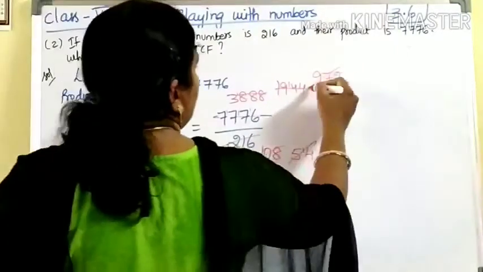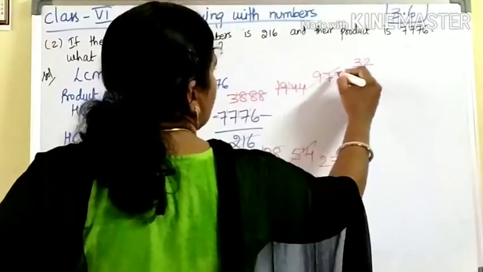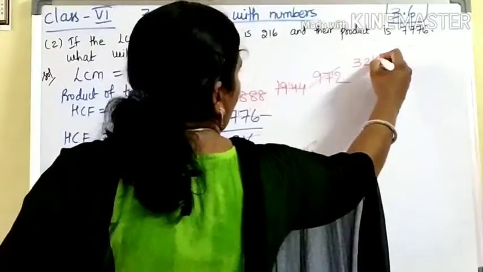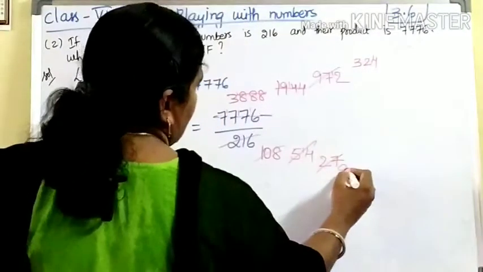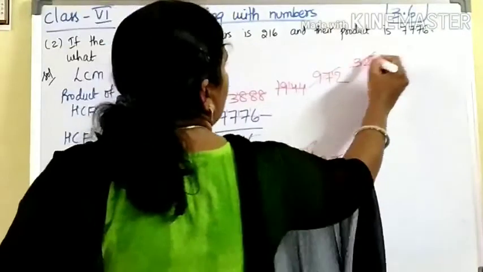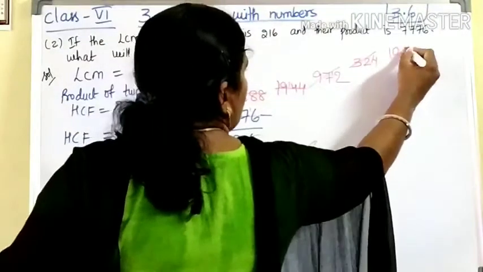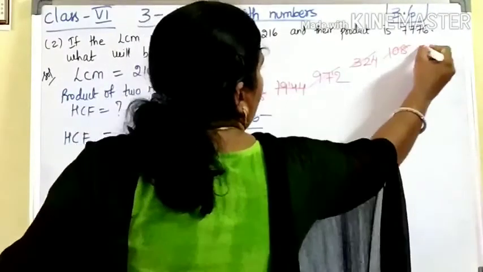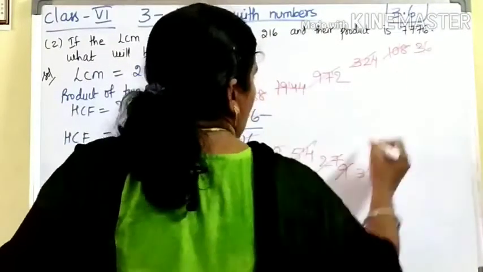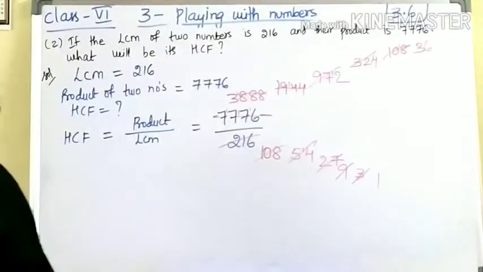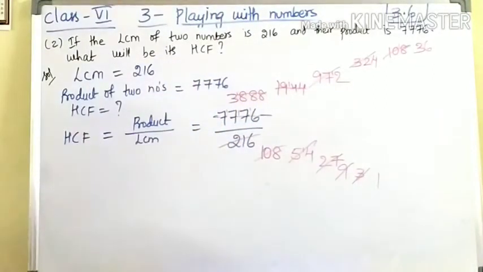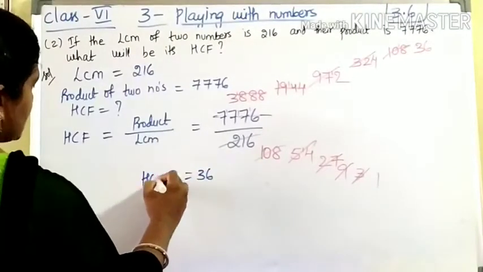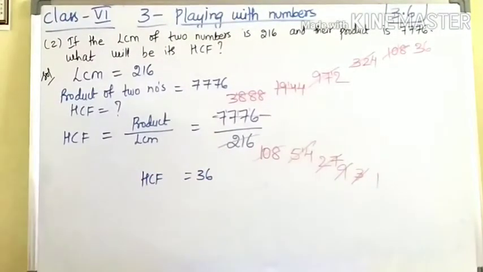Next, this will go in the 3 table. 3 twos are 6, 3 fours are 12, 3 nines, 3 eights are 24, 3 threes, 3 sixes, and here 3 ones. So finally you got the answer as 36. So therefore HCF is nothing but 36.